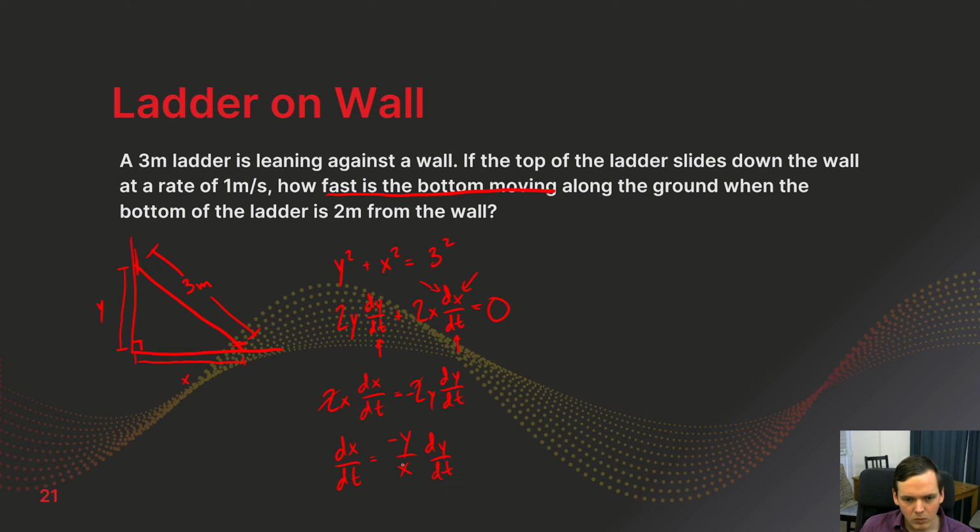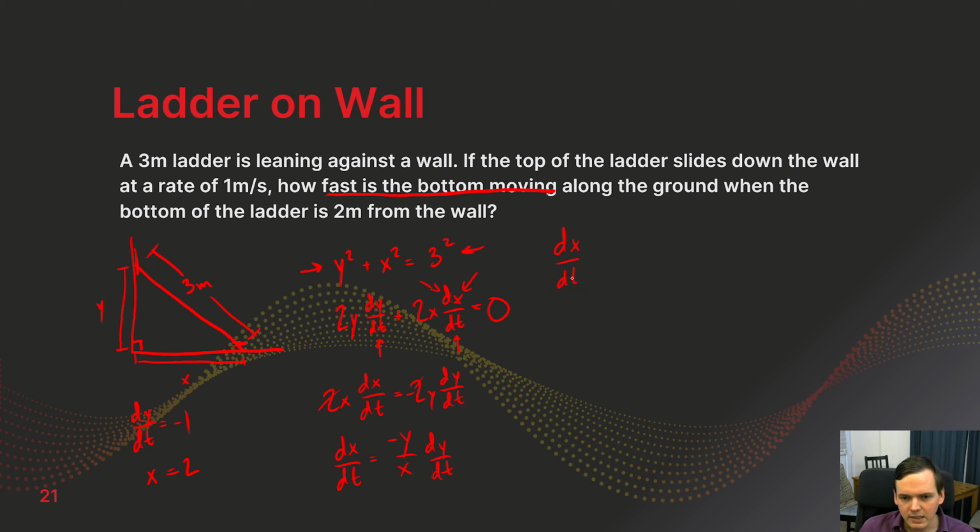So now, what do we know? Well, y is moving downwards at a rate of 1 meter per second, so I'll be able to plug that in in a minute. dy dt is equal to negative 1 because it's moving downwards. We know that x is equal to 2. And hold on a second, we don't know y. But if we come back up here to the top, we can solve for y. I'll leave that as an exercise for you, well, actually, we'll do it together.